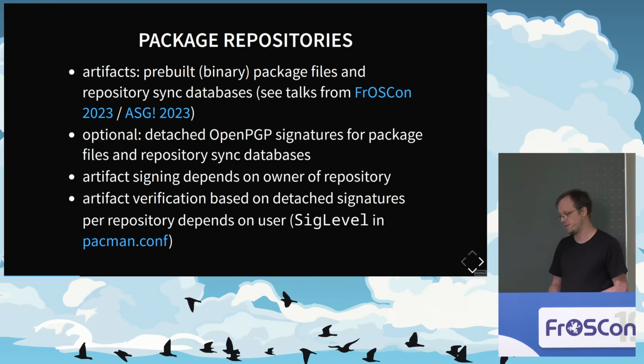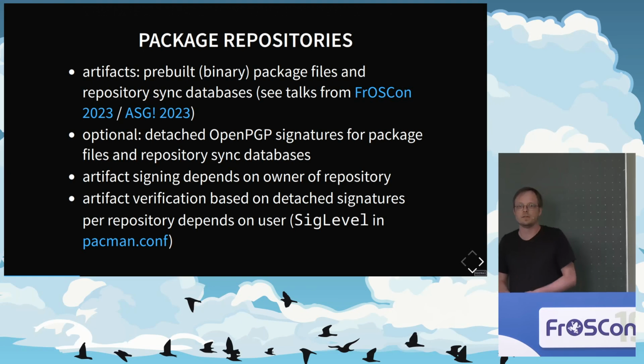We have more or less artifact signing depending on the owner of the repository or us, the distribution, and the verification, on the other hand, is always depending on the user. The user can basically, if they wanted to, disable signature verification in their Pacman configuration and just say, whatever, I don't care, I'm just going to install whatever I get here. This is not recommended, of course. But yeah, just to say that this is somewhat optional.